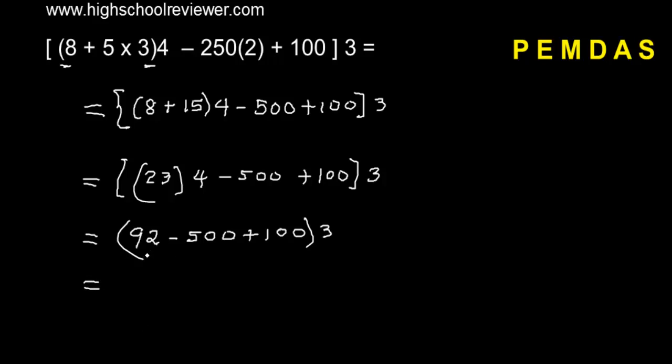So the operations inside the parenthesis now, we only have subtraction and addition. We can perform this from left to right. 92 minus 500 plus 100 is equal to negative 308. And multiply this by 3. Negative 308 multiplied by 3 is negative 924. So therefore, negative 924 now is our final answer.